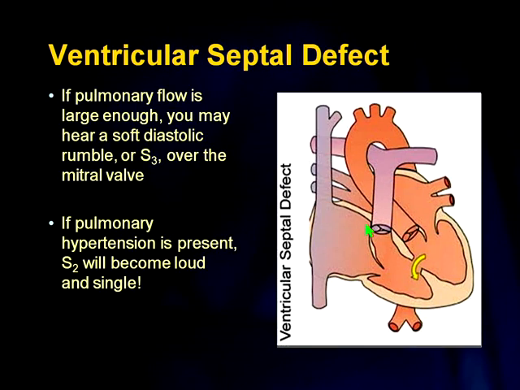If the pulmonary flow is large enough, if there's so much blood going to the lungs, coming back to the left atrium, you might even hear a little sound in diastole as the blood gushes from the left atrium into the left ventricle through the mitral valve. And this is important for the boards. They like to ask you, what are the physical findings of pulmonary hypertension? Loud second heart sound. So if there's pulmonary hypertension, the answer to the boards is a loud, prominent second heart sound.